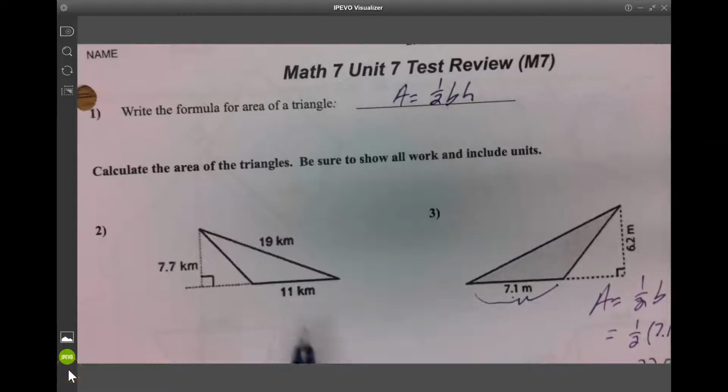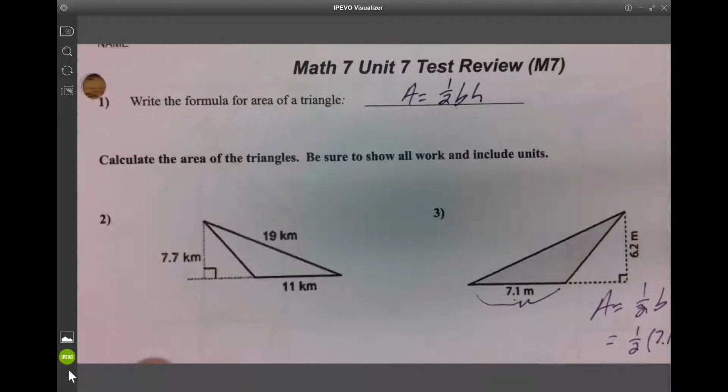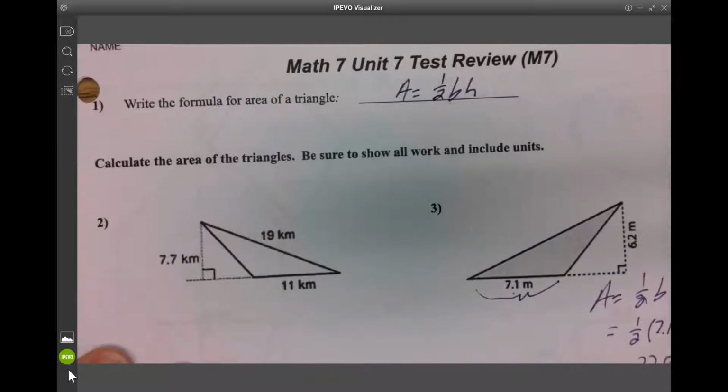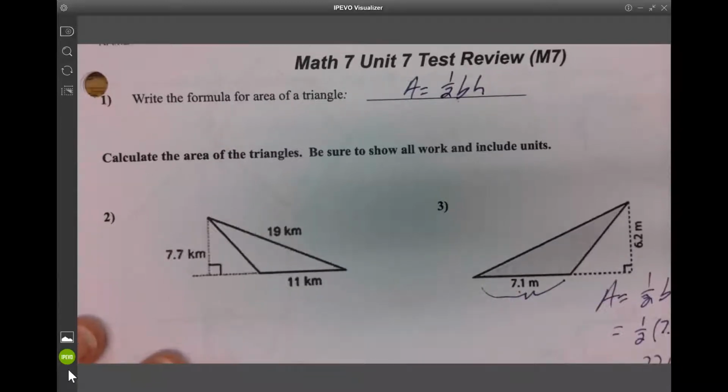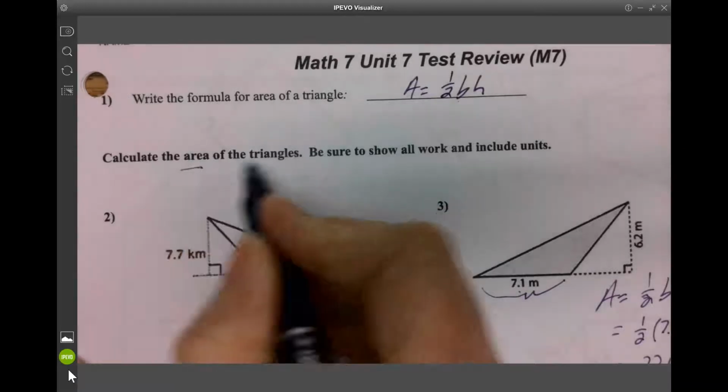So now we're going to finish up this assignment and make sure that we know how to do everything so you're ready for the final test that you're going to have this school year. So let's just go through every problem. So here we go. We're going to find the area of a triangle.